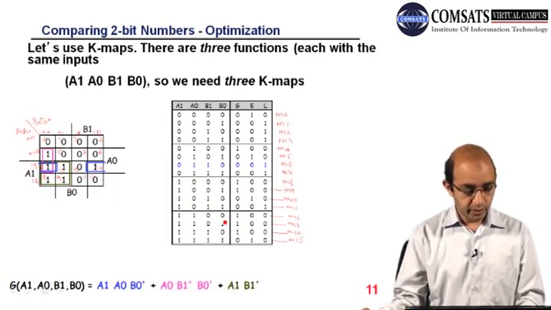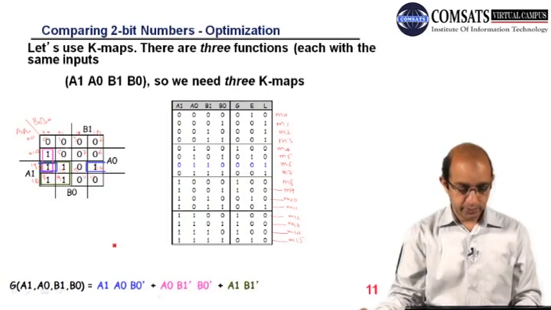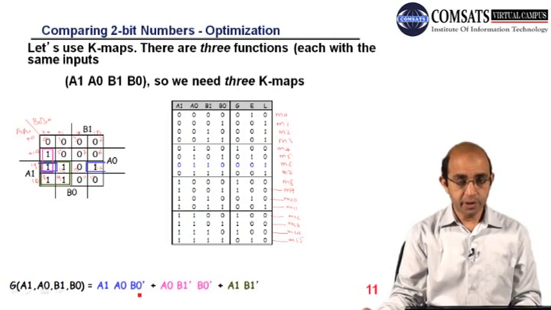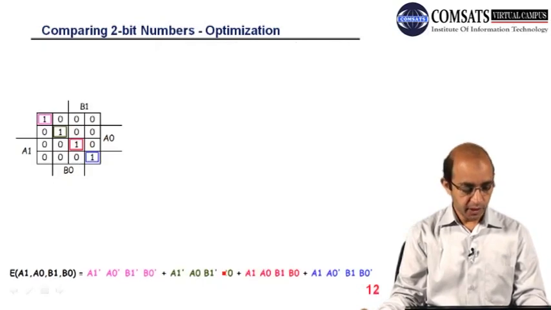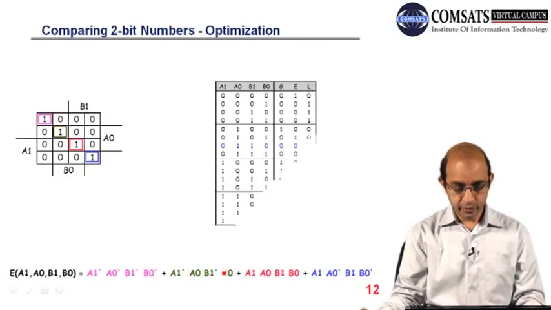So if you look here, we will be having the Boolean expression for G. So you can have A1 A0 B0 bar, A0 B1 bar B0 bar, plus A1 B1 bar. So let's move to the equal. You can see that we have the truth table.